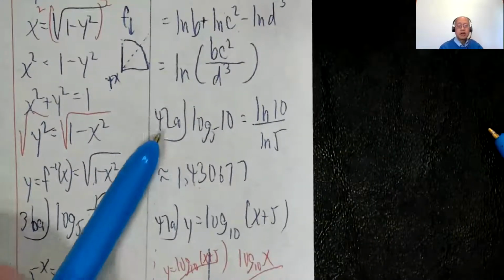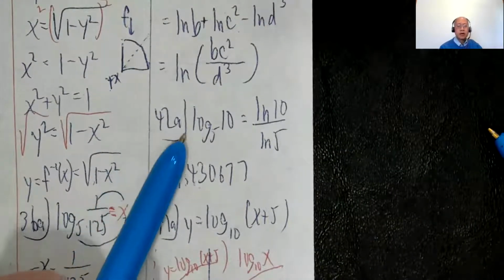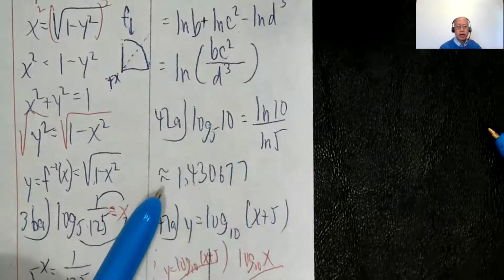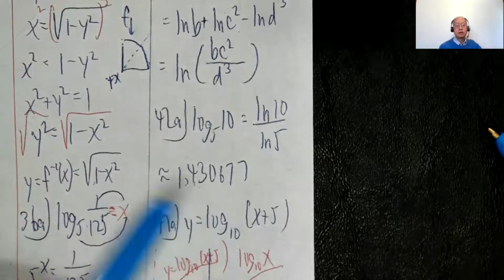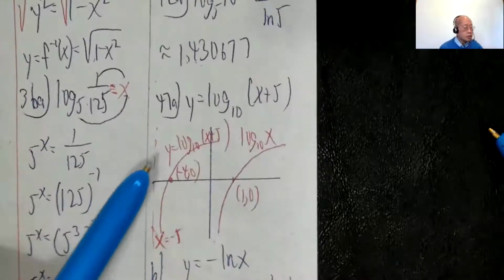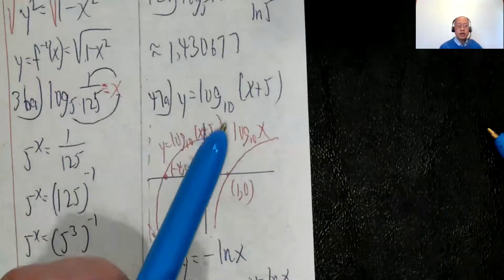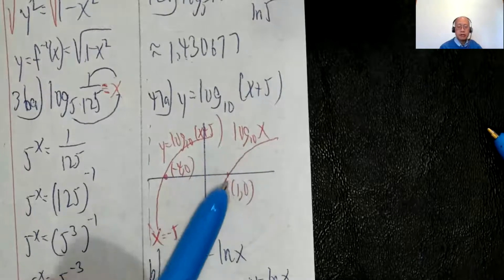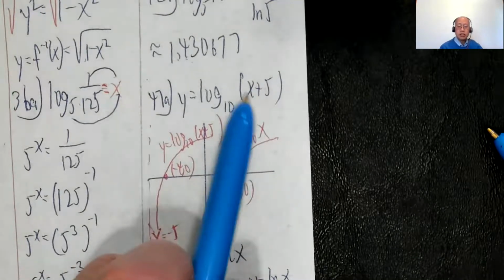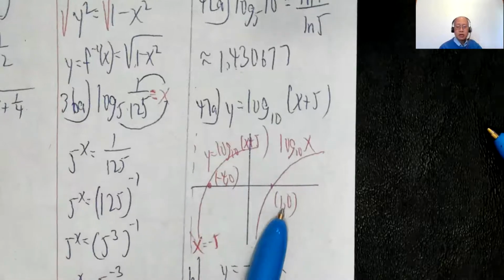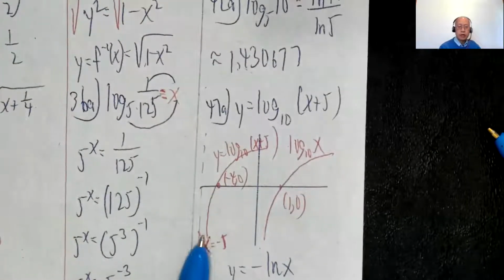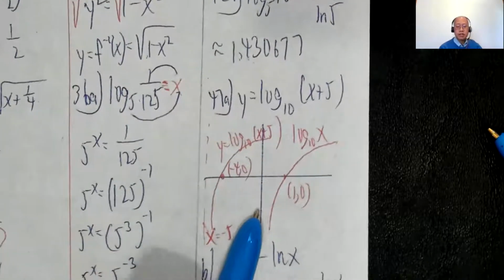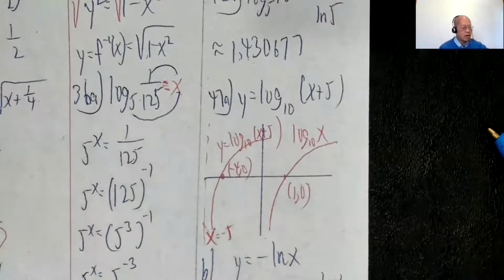Okay, change of base rule. 42a, log base 5 of 10 is simply ln of 10 divided by ln 5. Punch it in a calculator, it's about 1.43, and so on. Okay, quick graph of log base 10 of x plus 5. So logarithm functions generally look like this. They pass through the point 1, 0. This is a translation, a move of 5 to the left. So 1, 0 moves over to negative 4, 0, and I just draw the same graph. And the asymptote used to be the y-axis, which is x equals 0. Now it becomes x equals negative 5.